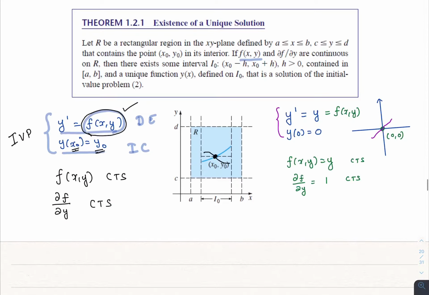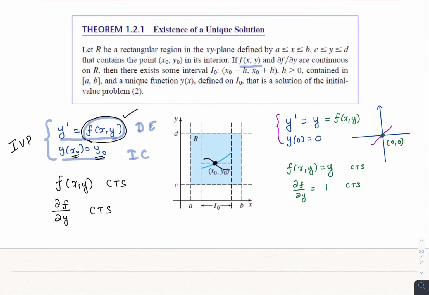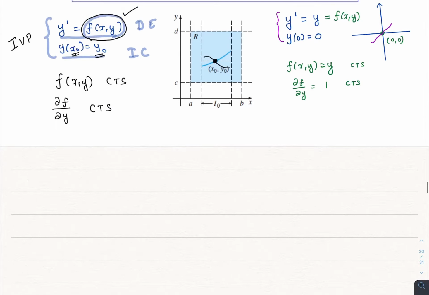So before I go any further, I want to deviate a little bit from whatever we are doing. I want to take a step back, and I want to show you some geometrical nature of the solutions. So let's take a step back and try to visualize how the solutions look geometrically. So let's take a look at the same problem, and try to visualize the solution to this.